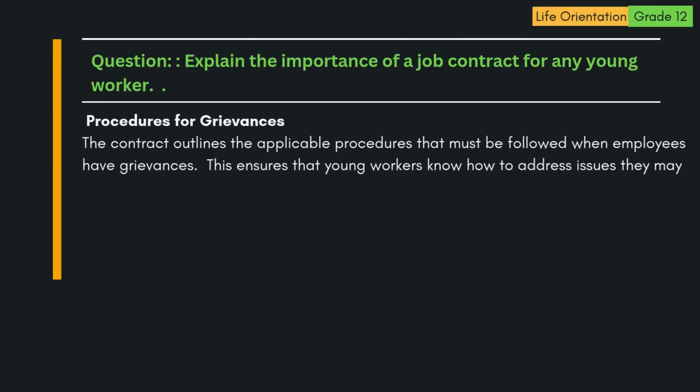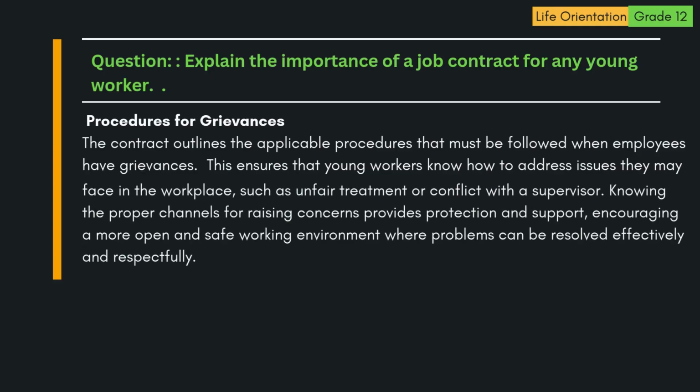5. Procedures for grievances. The contract outlines the applicable procedures that must be followed when employees have grievances. This ensures that young workers know how to address issues they may face in the workplace, such as unfair treatment or conflict with a supervisor. Knowing the proper channels for raising concerns provides protection and support, encouraging a more open and safe working environment where problems can be resolved effectively and respectfully.